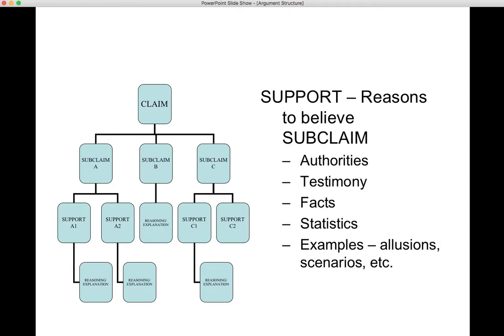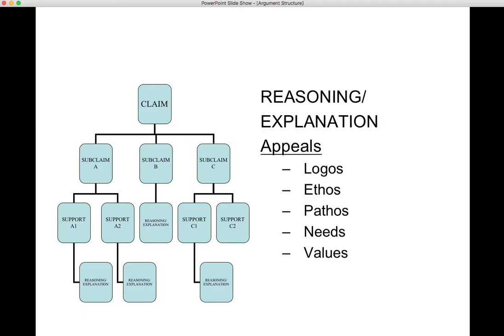With our support, if we're going to have our reasons to believe, we've got to give evidence for why we would believe that subclaim. So this is where we give our authorities, where we have our quotes from our experts. It's where we get testimony, facts, statistics, examples, allusions, scenarios that might illustrate what we are talking about. All of those things help the reader understand the subclaim is true and why that subclaim helps support the claim.